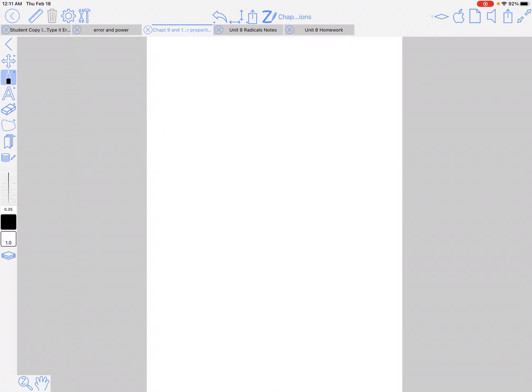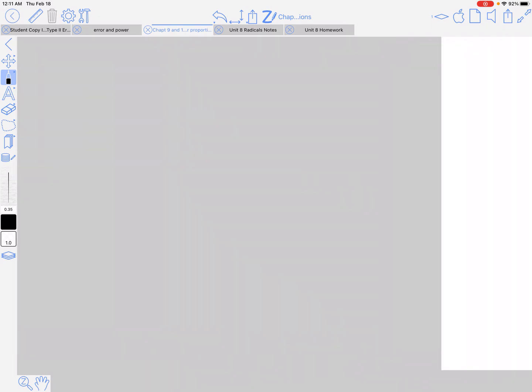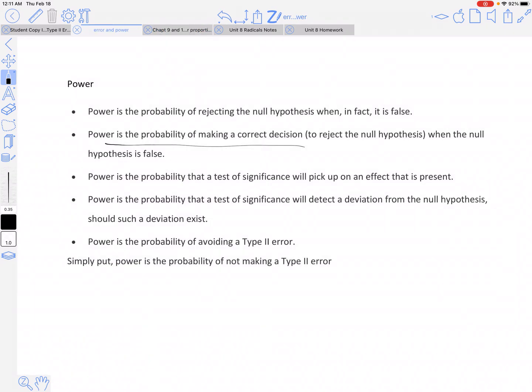All right, that's it for today. Again, let me know if you have any questions. But bottom line, what you need to know: power is the probability of making a correct decision. We reject the null when the null is false. All right, good luck on type 1, type 2 error and power. Reference the book, do the practice problems, and then take that quiz.